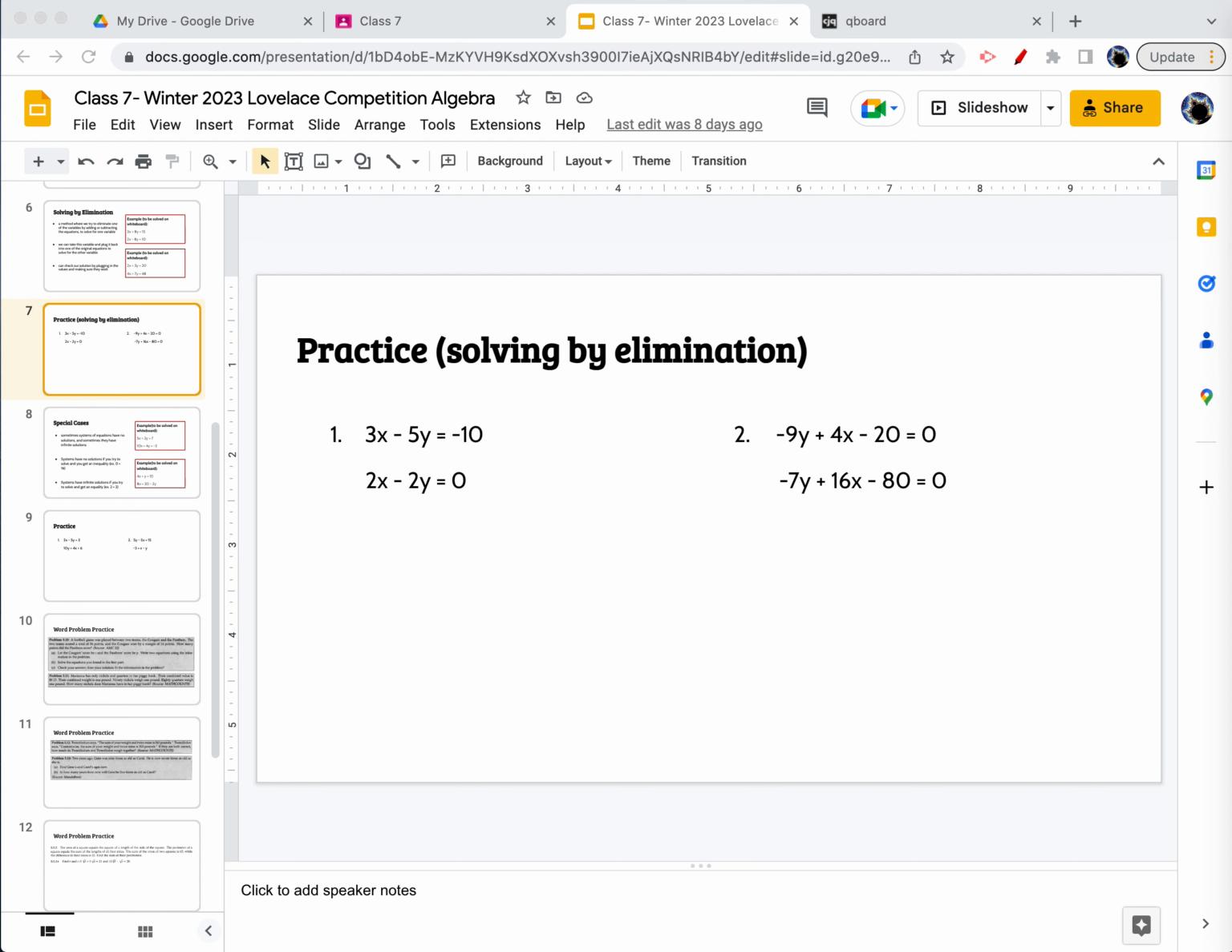Okay, so right now we're just solving these two problems, and then we'll be going on to what we ended off with last class, which was word problems.